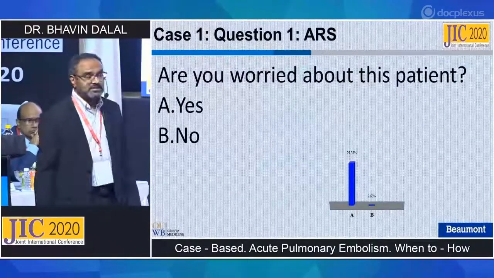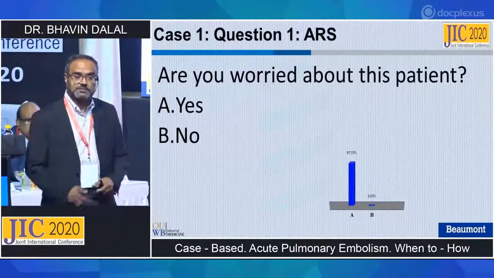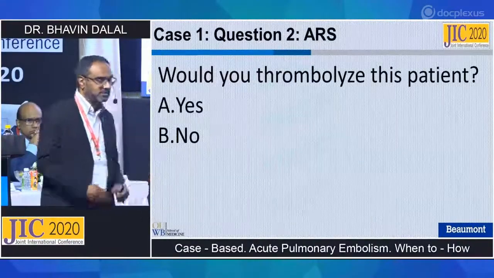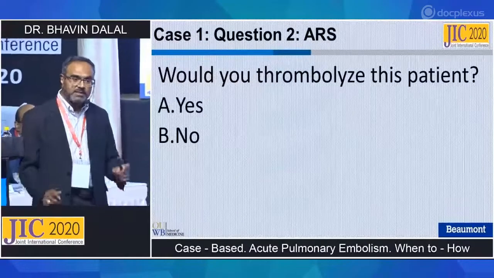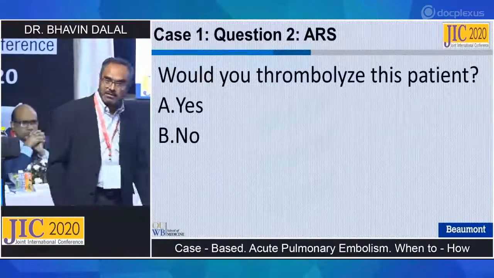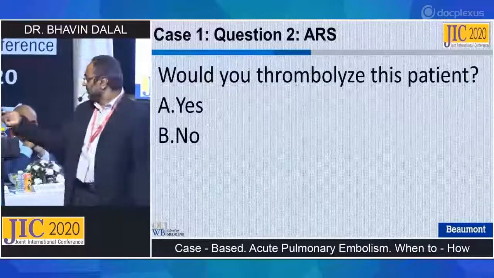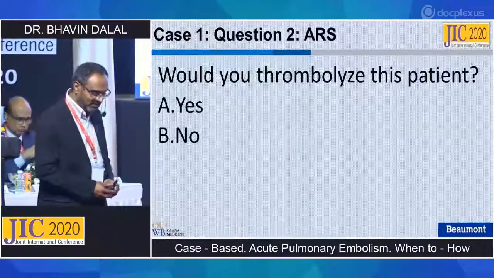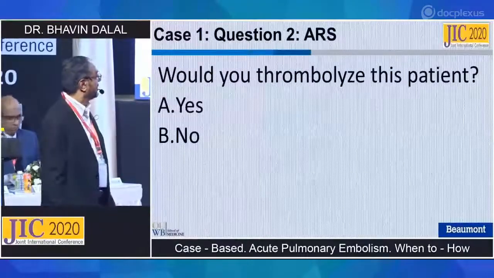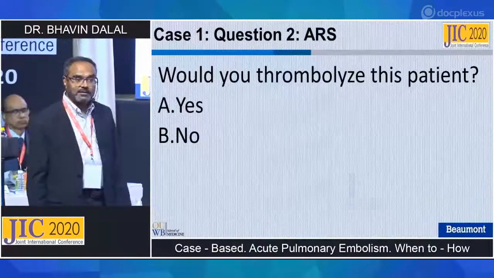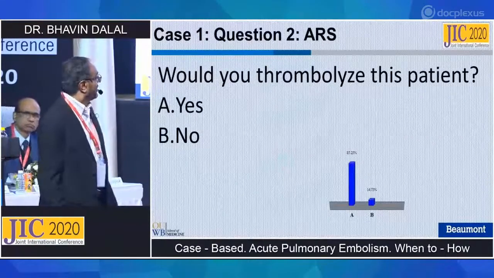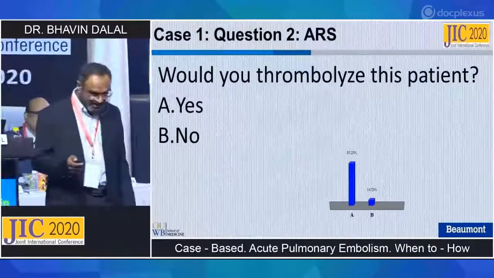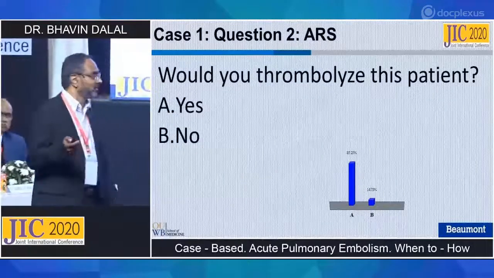The next question is, will you thrombolyse this patient? The patient is not hypotensive, remember, so this is not our class 1 indication. The patient is hemodynamically so-called stable. Would you thrombolyse this patient? Let's see how many of you are courageous enough to thrombolyse. Oh, 85% of the people are saying thrombolysis. Let's see if it is a correct answer or not. And I don't think there is a correct or wrong answer.